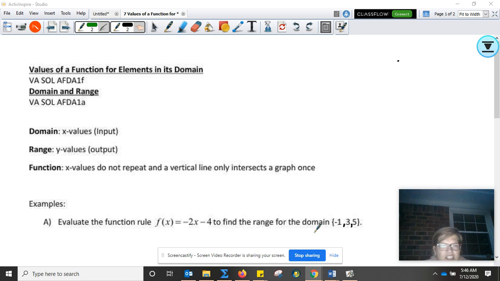Okay, in this section, we are going to talk about the values of a function for elements in its domain and the domain and range. Remember, the domain is the x values, that's your input. Your range is the y values, and that's your output. That's what comes out. A function, x values do not repeat, and a vertical line only intersects the graph once.